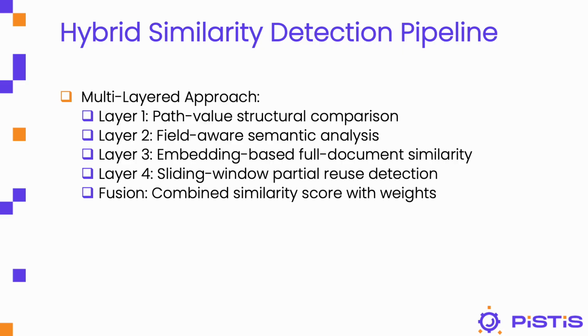The hybrid detection pipeline applies several layers of similarity analysis. The first layer compares structural paths and values. The second layer performs field-aware semantic and numerical analysis. The third uses embedding-based full document similarity to capture deeper meaning. And the fourth layer applies sliding window detection to identify partial reuse. The final similarity score is produced by combining all layers through a weighted fusion, offering a comprehensive and robust evaluation.